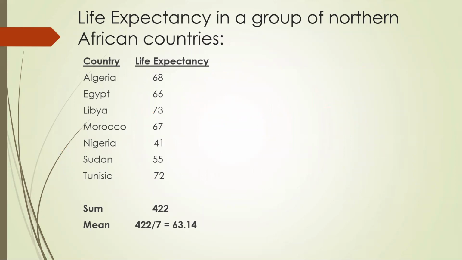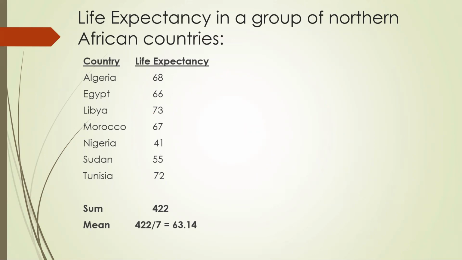I came across this data set a number of years ago, and I was really surprised by some of the values here. This was taken from a government website, and what it shows here is the life expectancy in a group of Northern African countries. So we have Algeria, Egypt, Libya, Morocco, Nigeria, Sudan, and Tunisia, or Tunisia, depending on how you pronounce it.